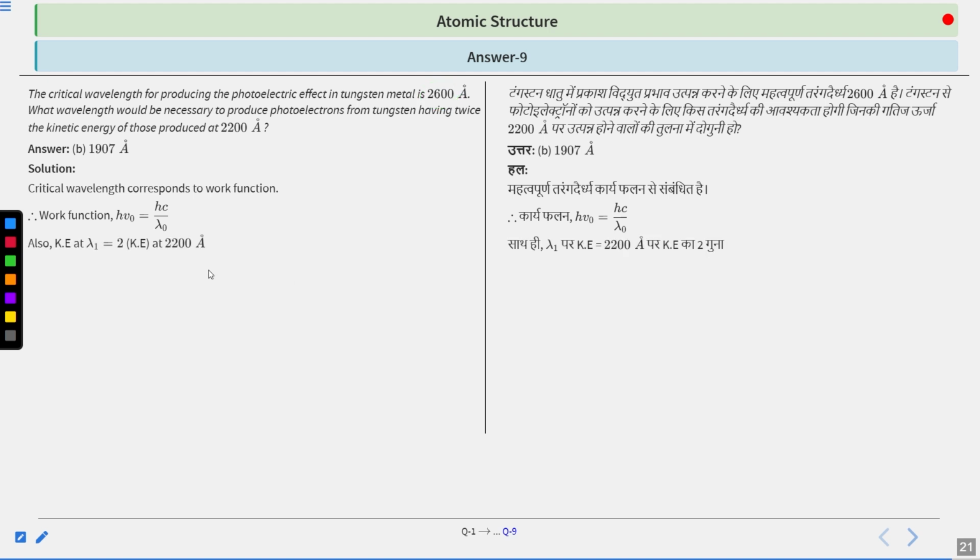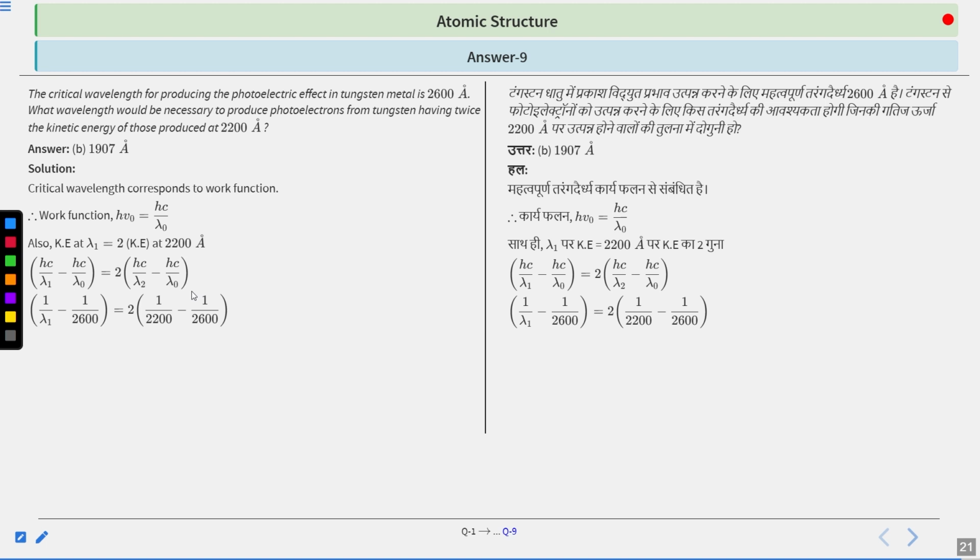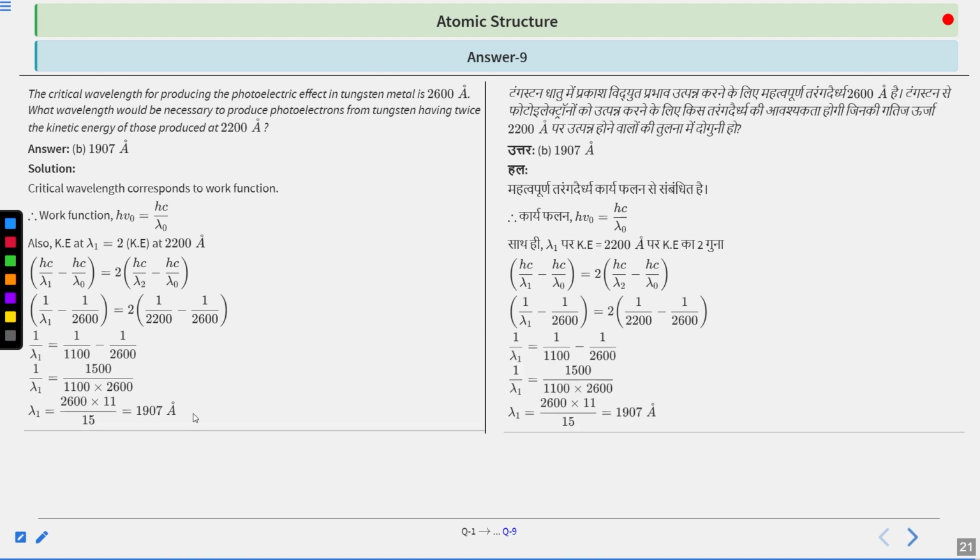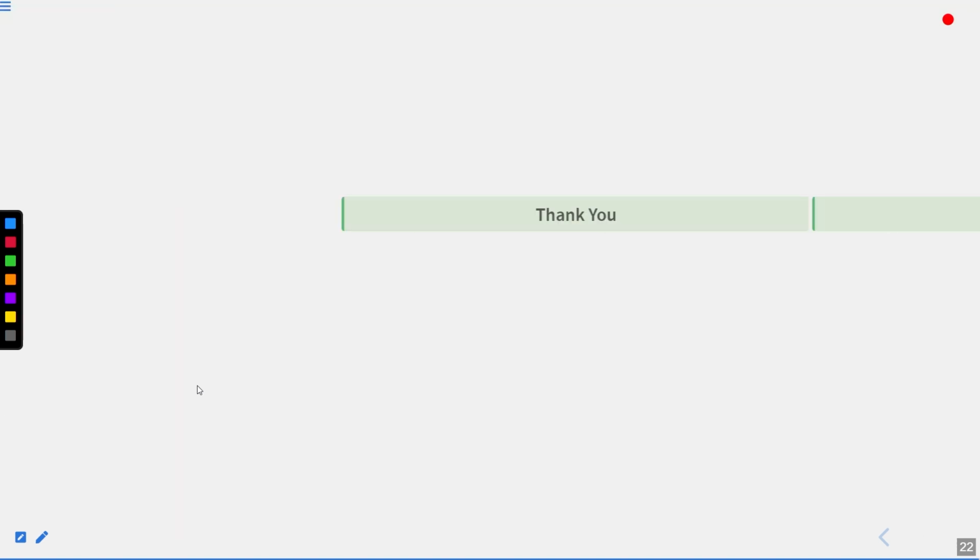So that value is considered as lambda 1. First we have calculated it for 2200, then we have calculated for 2600 also, and we are putting both of these values here. Clear? So 1 by lambda 1 minus 1 by 2600 equals 2 multiplied by 1 by 2200 minus 1 by 2600. Upon doing this, we get the value of lambda 1, which is finally 1907 angstrom. So this is your correct answer. With this, we have completed the 9 questions. Thank you.